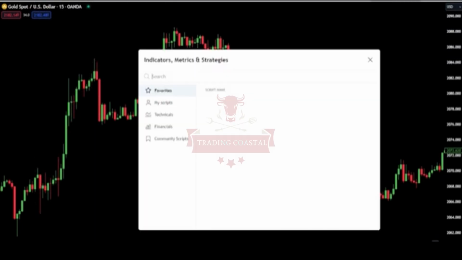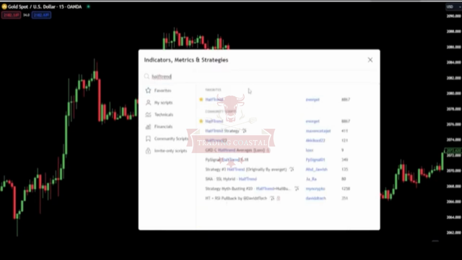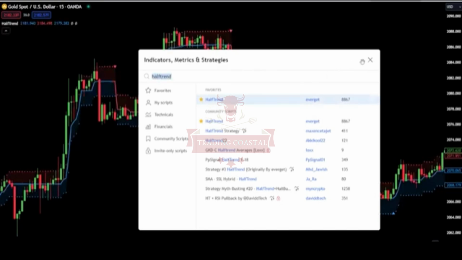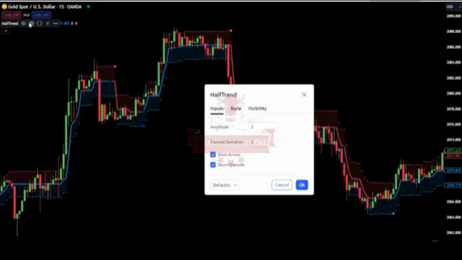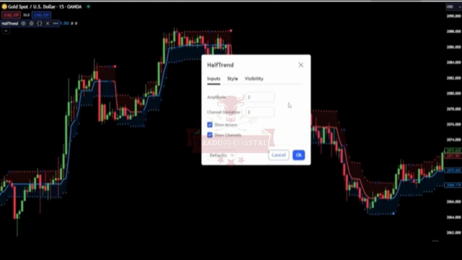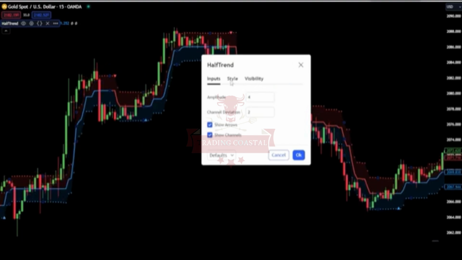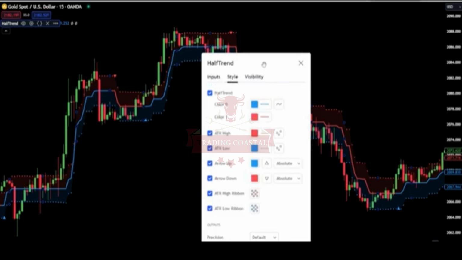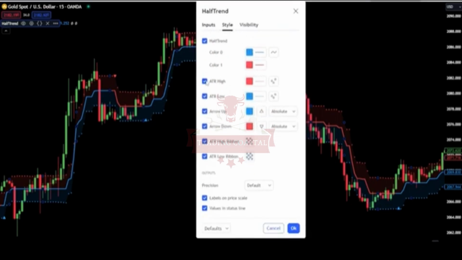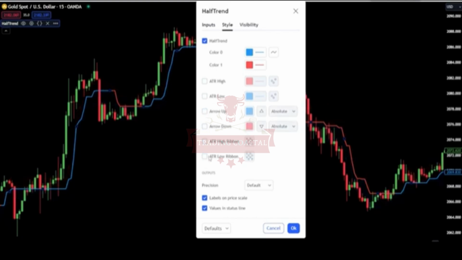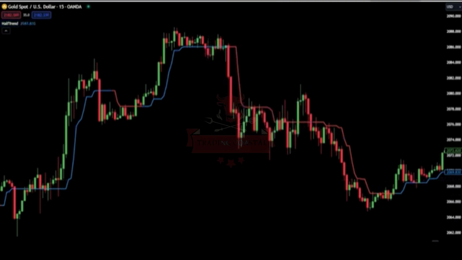Go to the Indicator Search tab and type in HalfTrend. Then, select the default HalfTrend indicator from Everget. Next, enter the indicator settings. In the Input tab, change the amplitude to 4. Now, go to the Style tab. In the Style tab, uncheck the boxes for ATR high, ATR low, arrow up, arrow down, ATR high ribbon, and ATR low ribbon. Once done, click OK to confirm the changes.